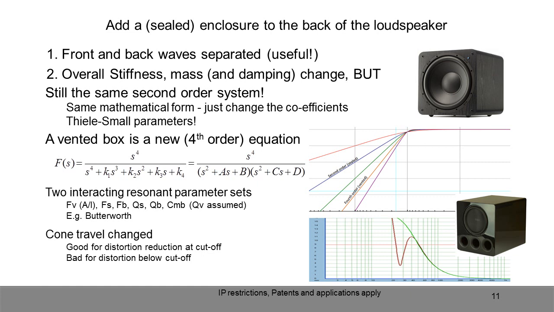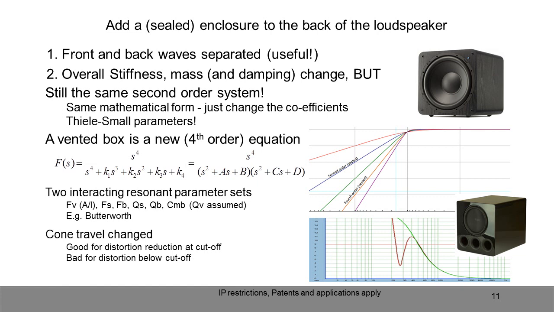Why would we do that? Well, there's a very, very good reason. This second resonance with the gas gives you a minimum of cone movement. Cone movement means distortion. Minimized cone movement means minimized distortion. So suddenly the vent has given us this big advantage, whereas previously the cone was going further and further and further. Now it goes through a minimum.